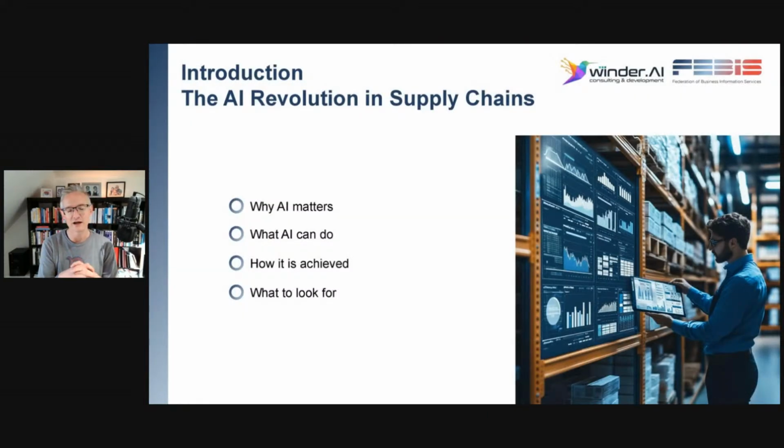The presentation is split into 4 sections. I've got a section on why AI matters. So basically why now, why AI. I've got a section on what AI can do, the state of the art. And so there I'm going to be talking about use cases. How it's achieved, this is more a section about how some of these technologies work, how they do their job. And then finally, what to look out for.